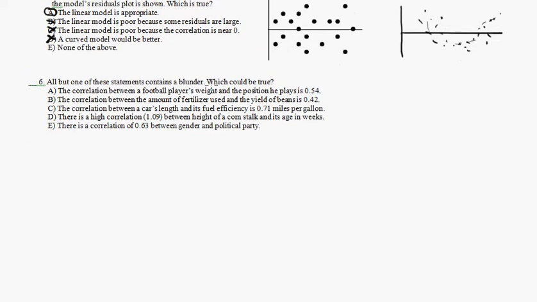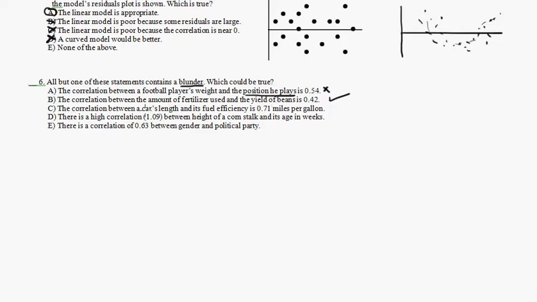Okay, last one. All but one of these contain a blunder. So a blunder is like a mistake. Okay, the correlation between a football player's weight and the position. So the position you play is not a quantitative variable. That's categorical. So that's not going to work. The correlation between amount of fertilizer used and the yield of beans. Okay, so that's probably going to work because those are 2 quantitative variables.